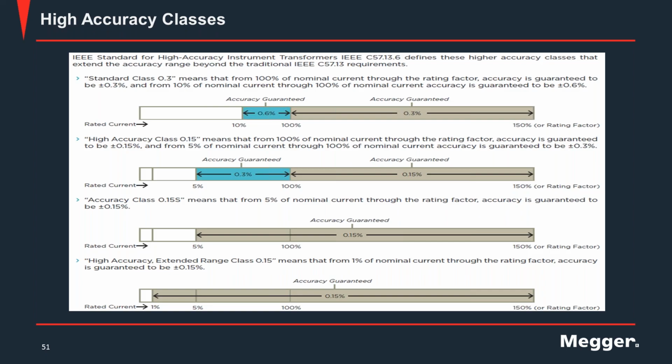So yeah, these are from the standard. So you can see this in the standard. As you can see, if you have a class 0.3, the accuracy guaranteed from 10% rated current up to 100% of the rated current is 0.6. And the accuracy guaranteed from 100% of the rated current to 150% of the rated current is 0.4. This is just how you interpret this one. And this one is available in this standard here.